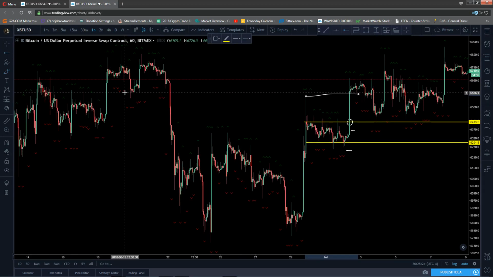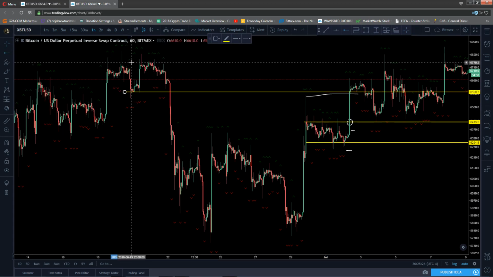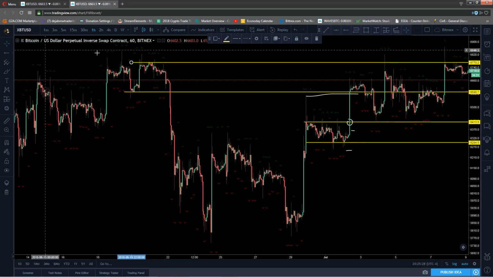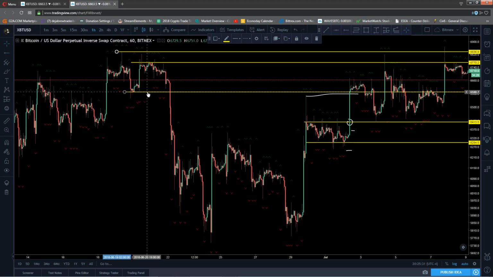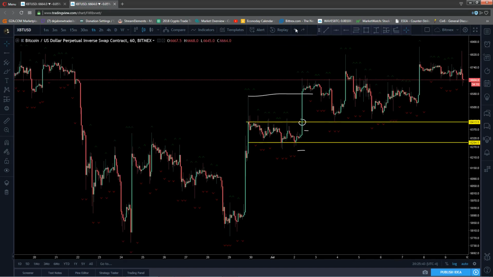You could have targeted this low here, you could have targeted that high there, or even you could have targeted that high there. You can see we broke the level right here, we hit that low, began to flag, tested this level, and then hit the next level. So all of which would have been proper.